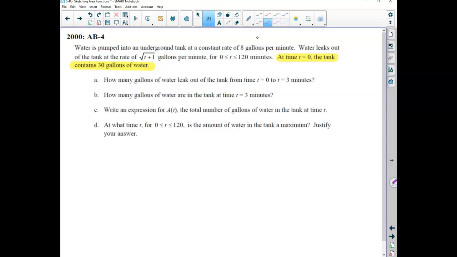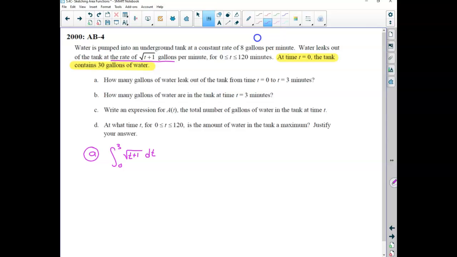Okay? How many gallons of water leaked out of the tank from t equals 0 to t equals 3 minutes? Well, they gave me a function of the rate at which water leaks out. So that would mean part A, how many gallons of water leaked out? Well, that would be my integral from 0 to 3 of the square root of t plus 1 dt. I'm going to accumulate my rates of leaking times minutes, and that's going to give me gallons per minute times minutes equals gallons, okay?